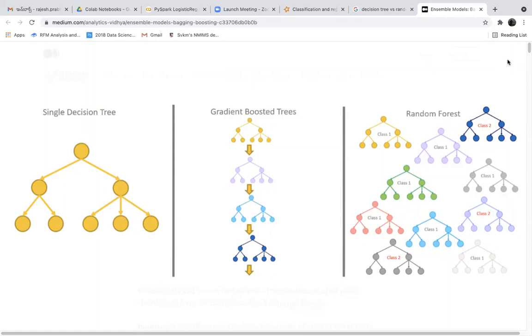Excuse me, sir. Yes, please. Sir, in gradient boosting trees, the decision would be based on what, sir? Like after the model is done, each tree. Majority voting and average method. So you will get multiple predictions for multiple observations. Classification is majority voting. In regression, it is the average method.